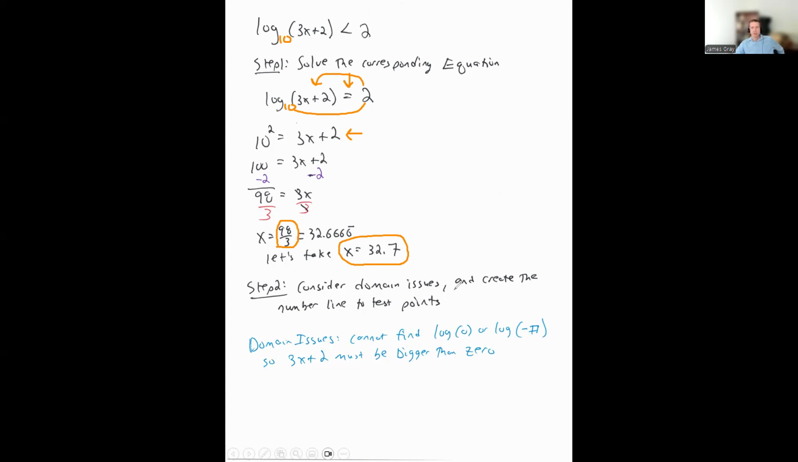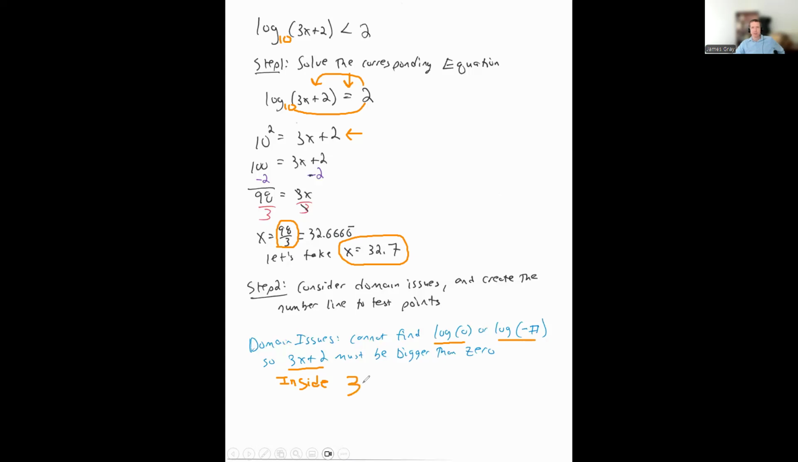And so the second step is going to be to consider the domain issues and create the number line to test points. The domain issues in this case: you cannot have the log of 0. It will give you an error. You cannot do the log of a negative. That will give you an error as well. So what we have to consider is where the inside of the log is positive. We require that it's going to be bigger than 0.